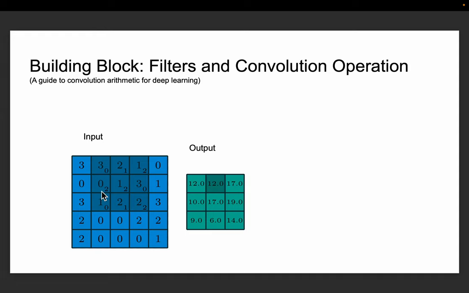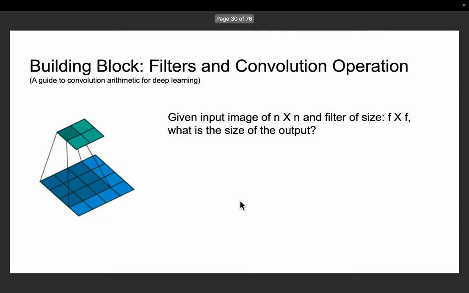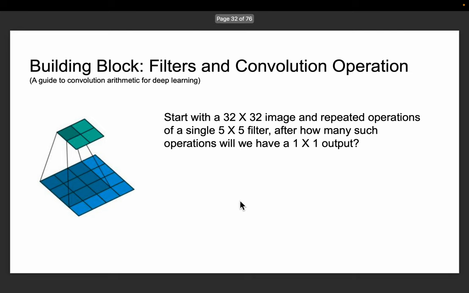Our input image was 5x5. The filter is 3x3. The output is also 3x3. We looked at the basic calculations. Given an n cross n image and filter size f cross f, what is the size of the output? n minus f plus 1 cross n minus f plus 1. We also discussed that if you start with a 32x32 image and keep applying 5x5 filters, it will very soon reduce to a very small size.